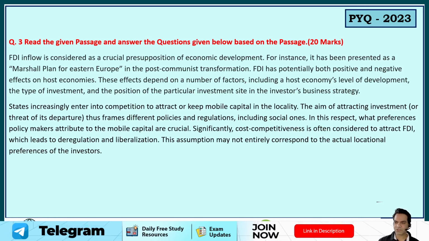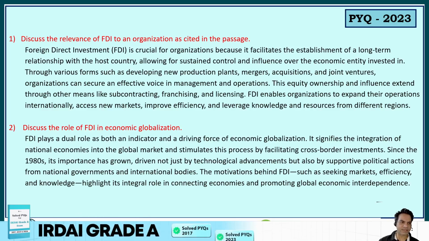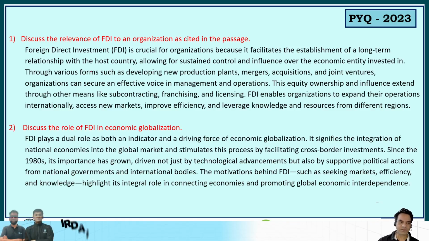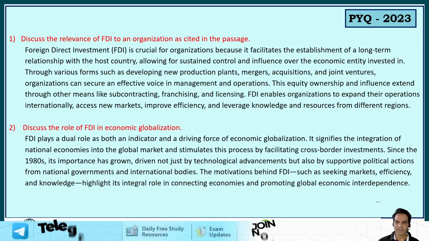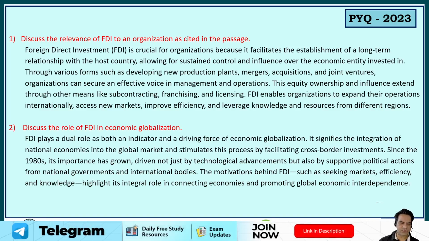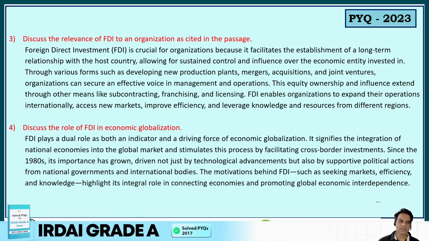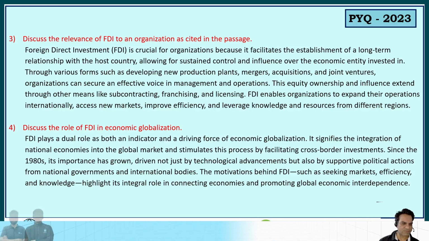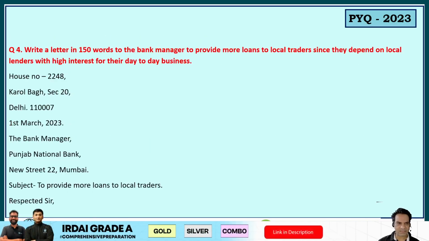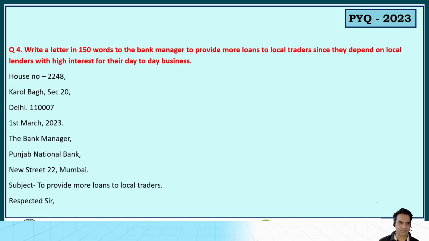So this was a short passage. You can read it, and there were questions like discuss the relevance of FDI to an organization as cited in the passage. Because it facilitates the establishment of a long-term relationship with the host country, allowing sustained control and influence over the economic entity invested in. Then second question, discuss the role of FDI in economic globalization. Third question is discuss the relevance of FDI to an organization as cited in the passage. Discuss the role of FDI in economic globalization. I think you can read the passage, guys, and you can find out the questions and answers here.